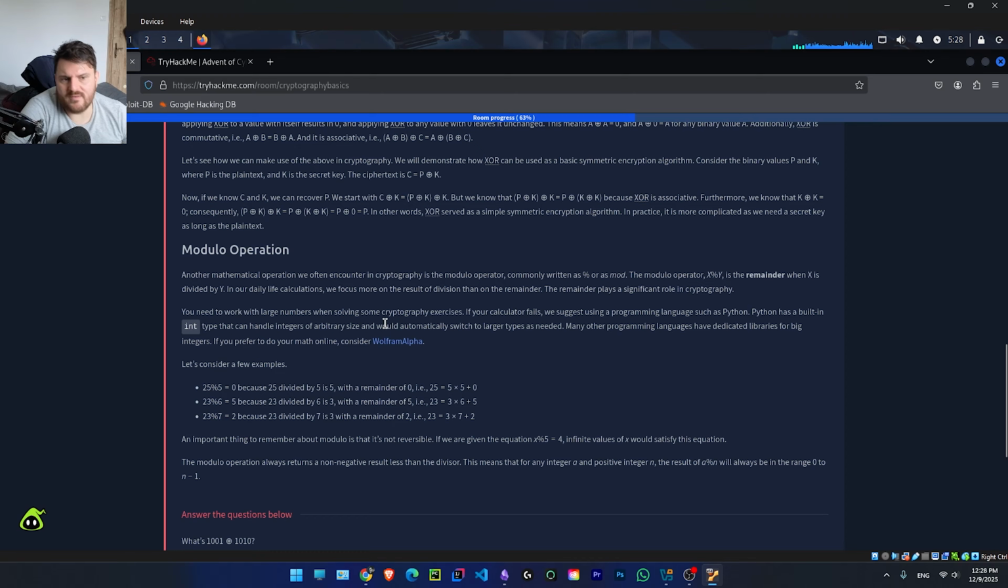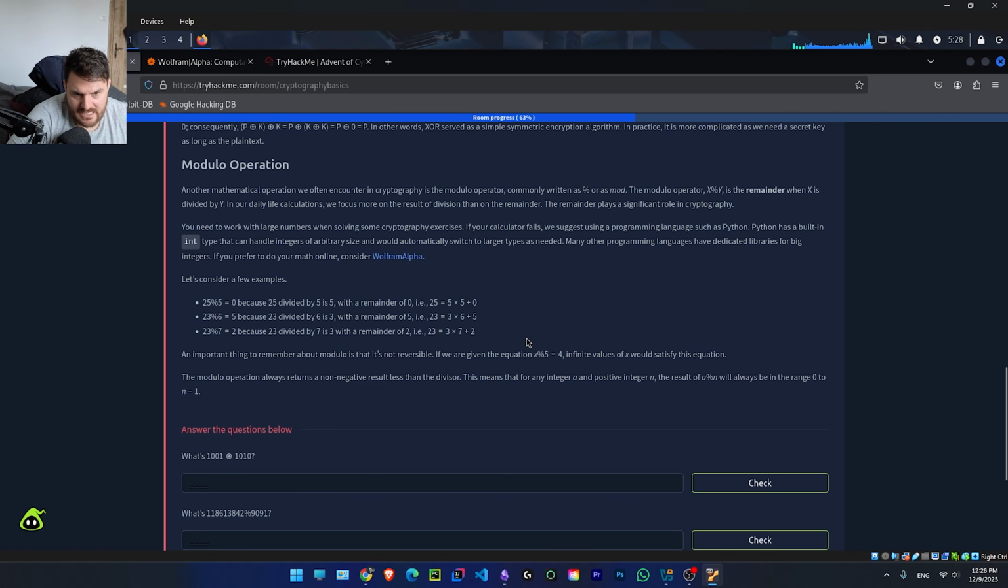You need to work with large numbers when solving some cryptography exercises. Even if your calculator fails, we suggest using a programming language such as Python. Python has a built-in int type that can handle integers of arbitrary size and would automatically switch to larger types as needed. Many other programming languages have dedicated libraries for big integers. If you prefer to do your math online, consider Wolfram Alpha.